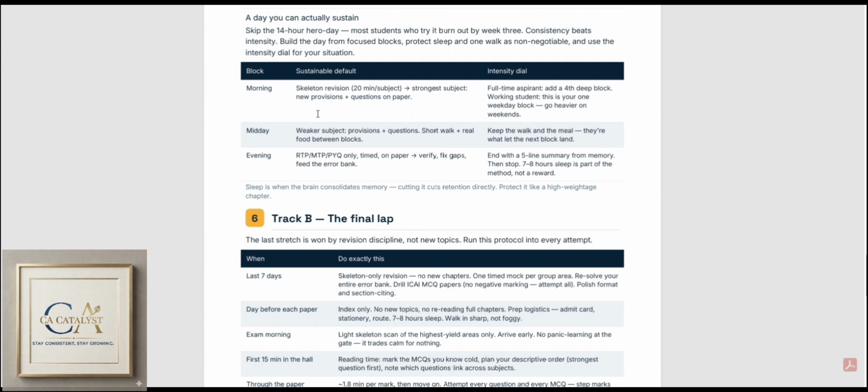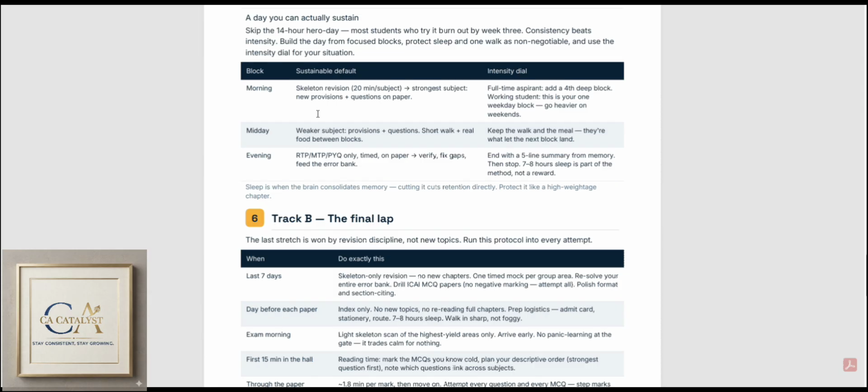And consistency will beat intensity, because you have been studying consistently through the whole year, or for 6 months or 3 months. Consistency will beat the intensity. Now you need not be intense. What you need to do is build the day from focused blocks. For focused blocks, you protect your sleep. You should be sleeping for 6 to 7 hours.